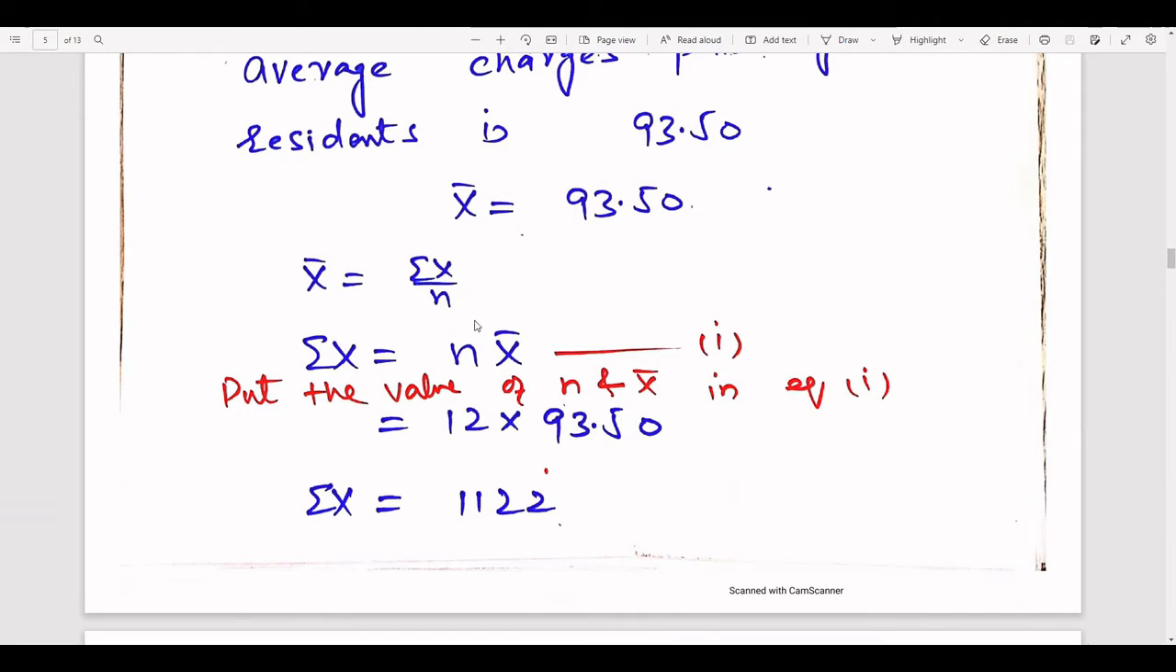And here our task is to calculate sum of x, meaning the total bill paid or total electricity consumed by all 12 households. So 12 multiplied by 93.50, the answer is 1122. So this is the total bill or total electricity consumed by the 12 households.